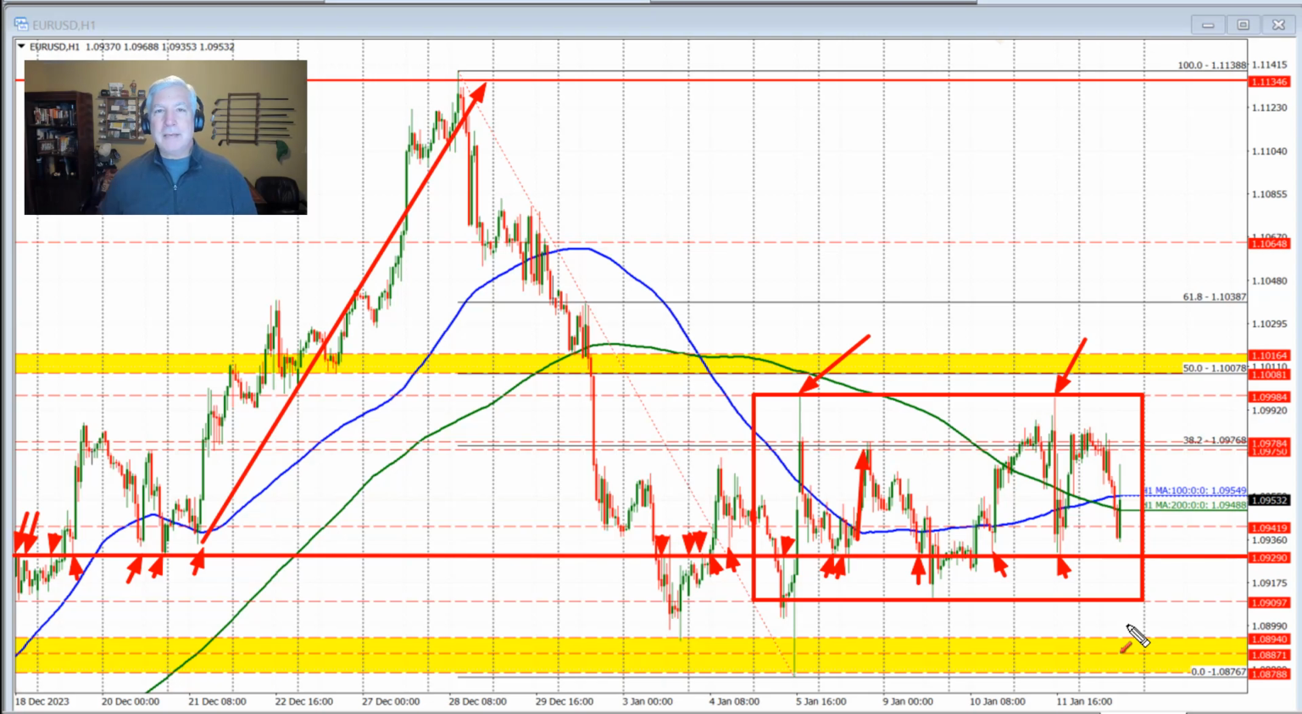So technically, watch the 109.29 level here today. If you don't want to do anything, take the day off. Maybe on the top side, watch the 38.2% retracement of the move down from this high to this low.